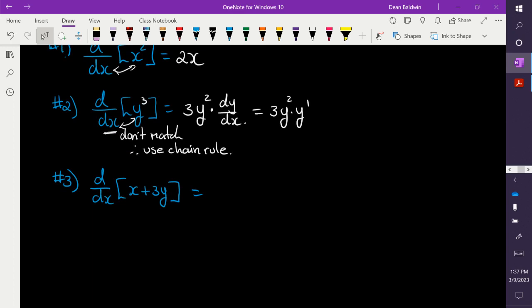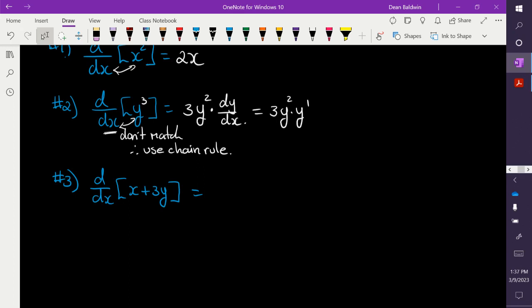That's the inside derivative. So the 3 falling down, this is the outside derivative. And then chain rule says you have to multiply by the inside derivative. The inside function is just y. And the derivative of y is either dy dx or just y prime. Okay?